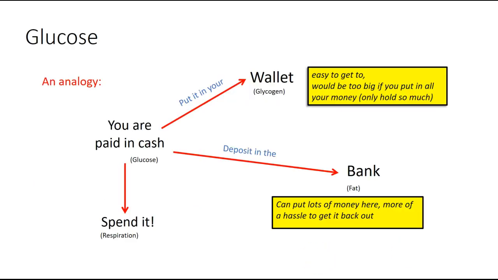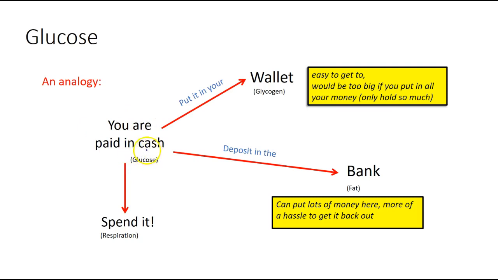Okay? We're going to finish the lecture with a little analogy. I think this just kind of puts it in perspective, makes it very easy as a flow chart to understand where we're going. But if you are paid in cash, and I know most people work for a paycheck or direct deposit nowadays, but if you were paid in cash, you really have 3 options.